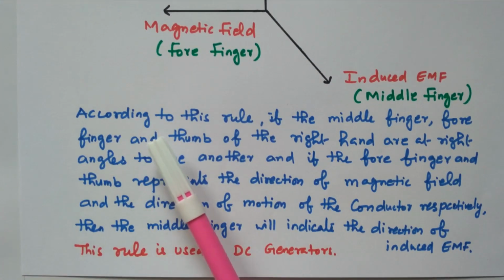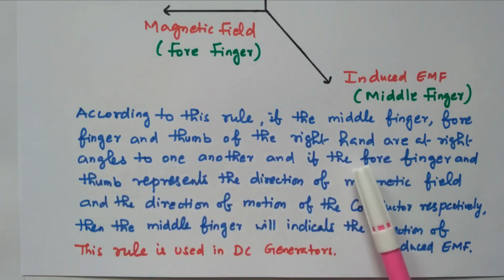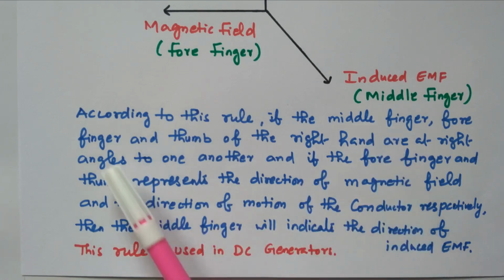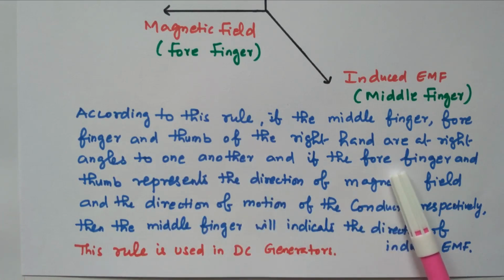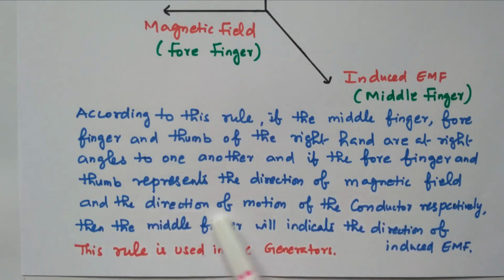According to this law, if middle finger, forefinger and thumb of the right hand are at a right angle to one another. In a right hand, we need to keep these 3 fingers at right angle to each other, middle finger, forefinger and thumb, in such a way that the forefinger and thumb represent the direction of magnetic field and direction of motion, so that this middle finger will indicate the direction of induced EMF.